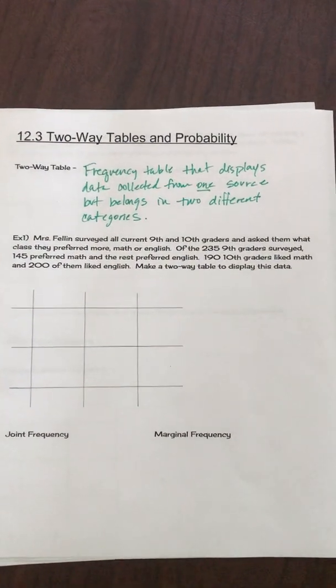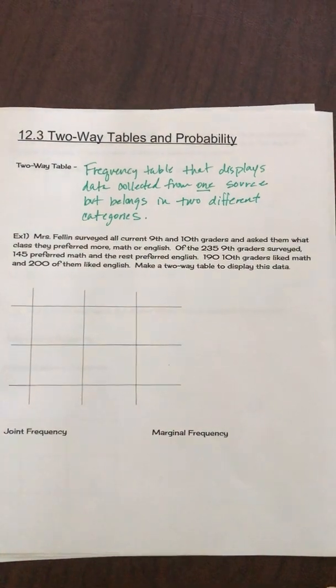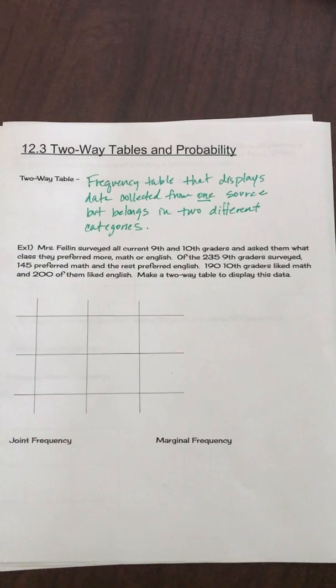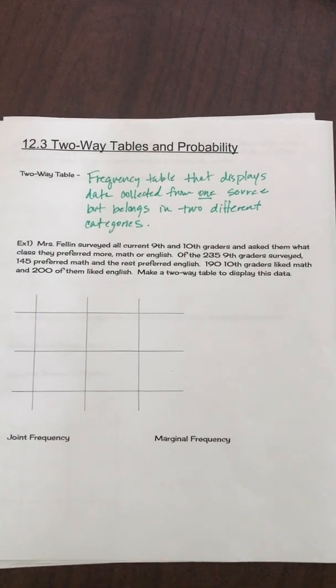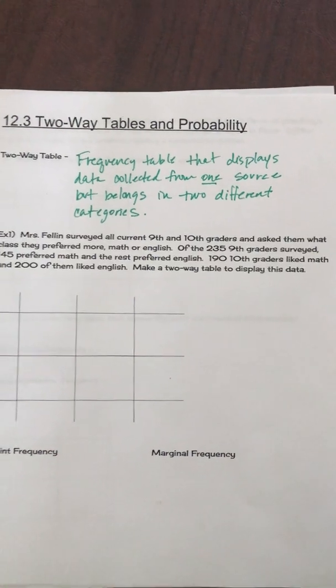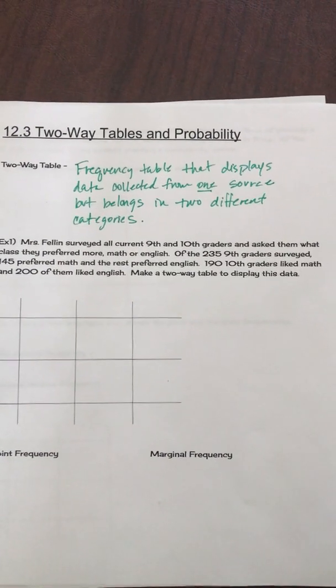I'm going to go ahead and go through section 12.3, which is two-way tables and probability. You can refer back to the Big Ideas ebook if you have any additional questions or want to go through some additional examples. All right, so first I'm going to start with the definition of what a two-way table is and walk through it a little bit.